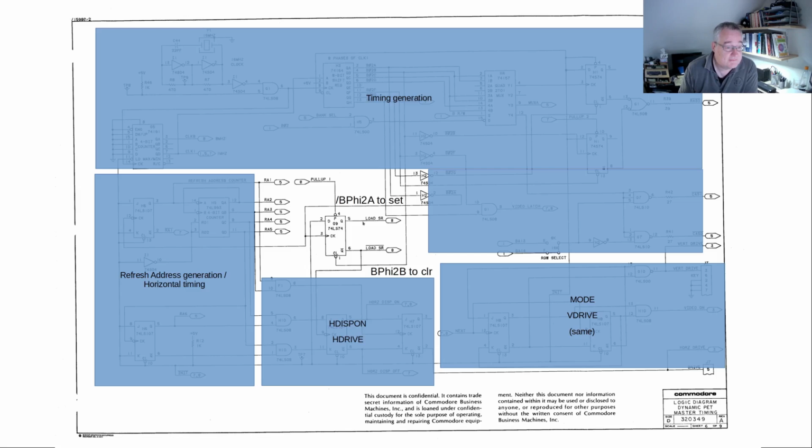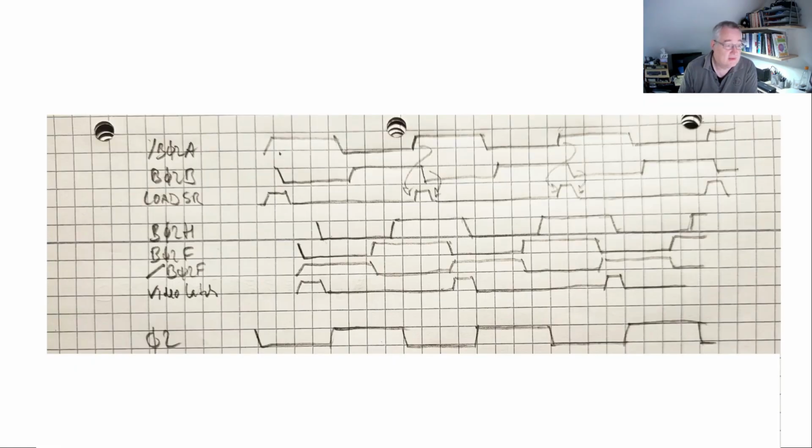The load shift register is using the shifted clocks as a source now to create the pulse for loading the shift register. Again, this is really only a very sketchy diagram. We have phi 2 here. We have the various delayed and inverted clocks here: phase A, phase B, phase H, phase F, inverted phase F, and so on. And then we can load the shift register.